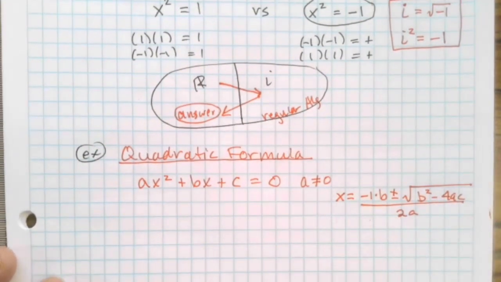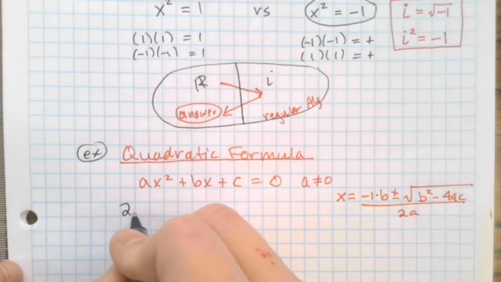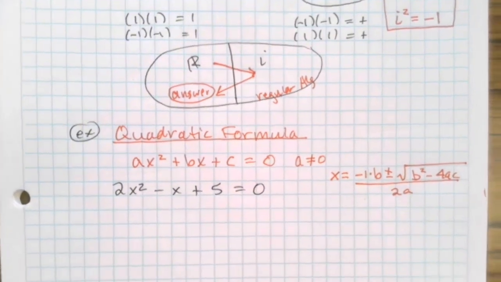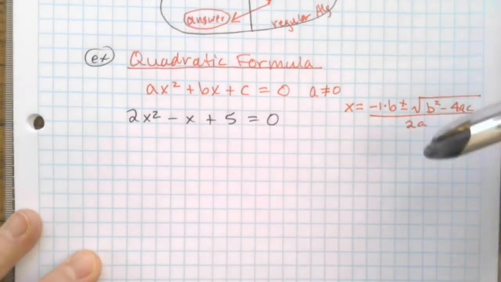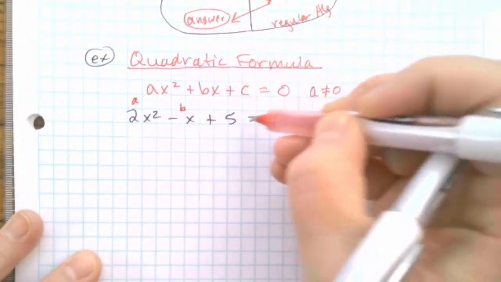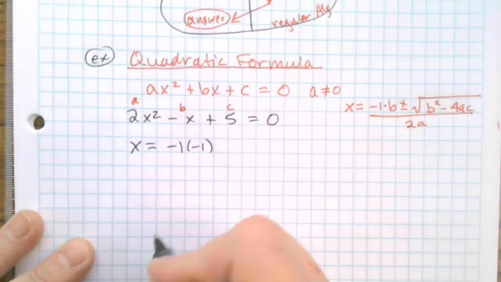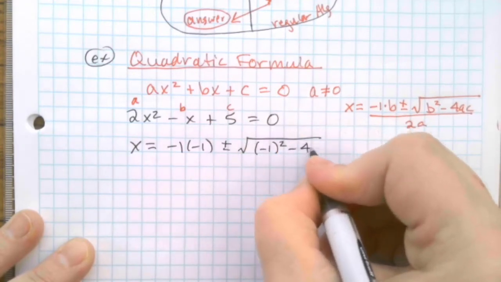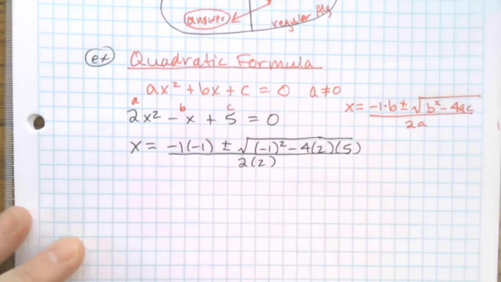All right, so the problem we're going to solve using the quadratic formula is 2x squared minus x plus 5 equals 0. Now you could use quadratic formula to find the intercepts of a parabola. It's interchangeable with completing the square. Okay, so a is 2, b is negative 1, c is 5. So x equals negative 1 times b, which is also negative 1, plus and minus the square root of negative 1 squared minus 4 times 2 times 5 all over 2 times 2.